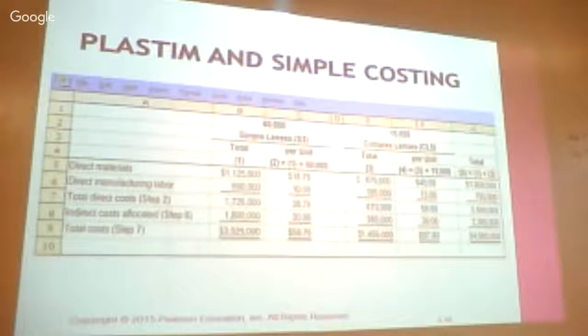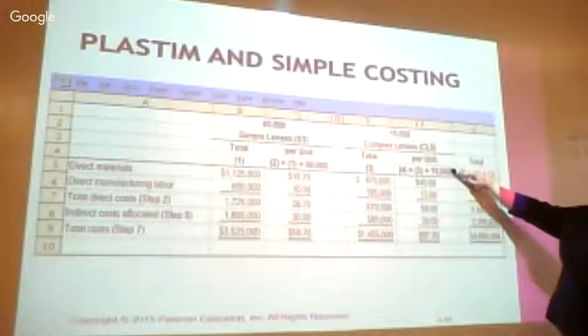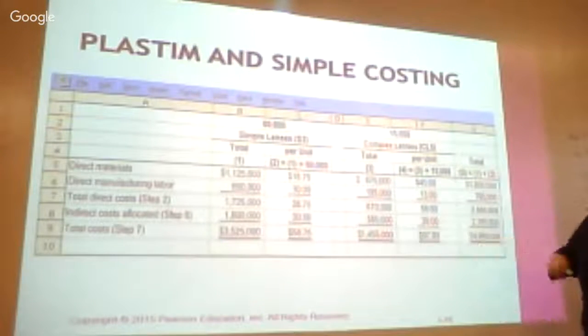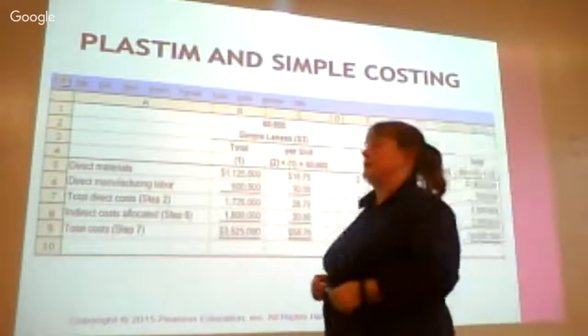We have direct materials, direct manufacturing labor, and indirect costs. So we have 1.125 million, divided by 60,000. My cost per unit is 18,750. Direct labor is $10 per unit, and my indirect is $30. If I do this, now the cost that involves the complex lenses, we have 675 divided by 15,000 gives me 45, 13, and 39. So total cost per unit is $97. And then of course, if I add these together, I have a total cost for everything of $4,980,000.